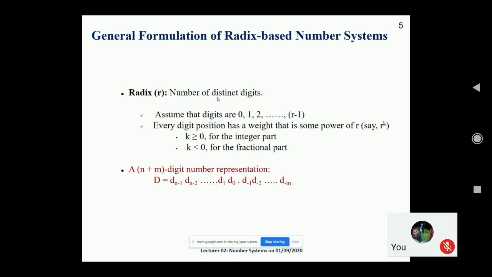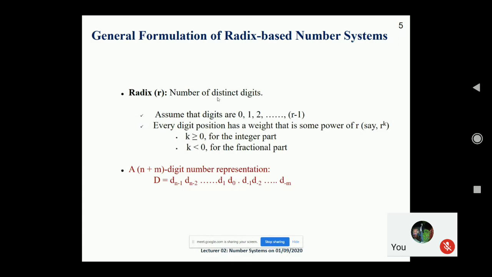Suppose capital D is the number, and we represent it as d n minus 1, d n minus 2, up to d0. For the integer part, the k value is always equal to 0 or greater than 0, so that rule is satisfied. After that, k less than 0 means the fractional part. So we represent d minus 1; you cannot use d0 after the fractional point. When constructing the fractional part we use d minus 1, d minus 2, up to d minus m, so it fulfills the constraint of k less than 0.